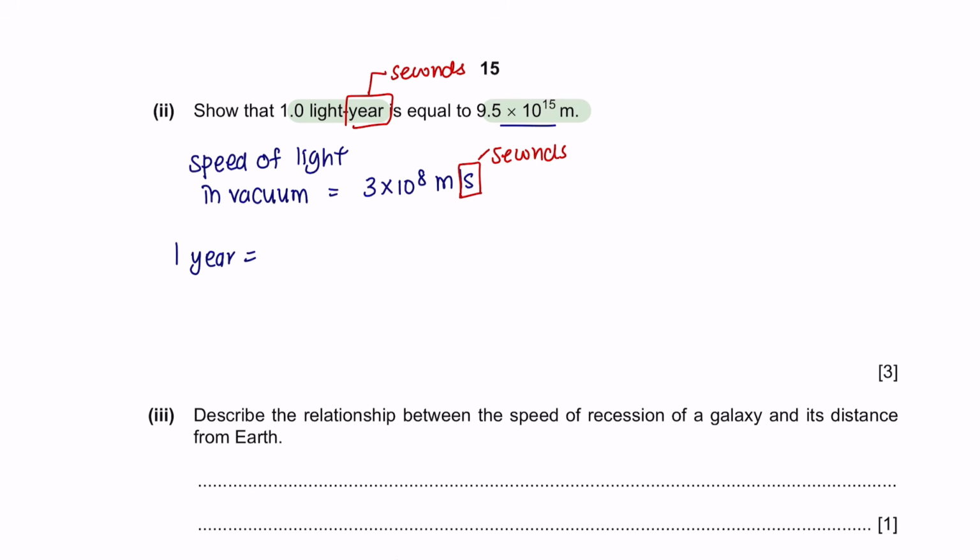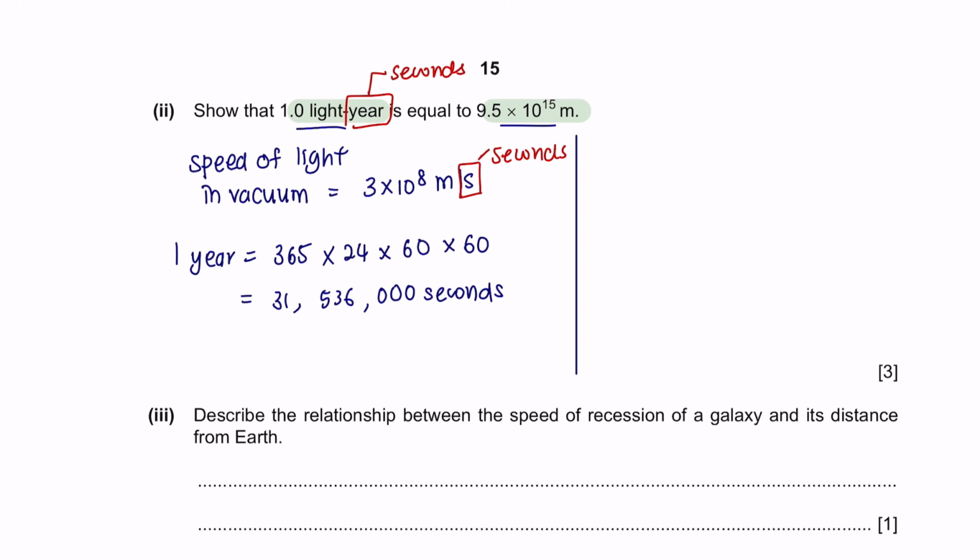1 year consists of 365 days, and each day has 24 hours, and each hour has 60 minutes, and each minute has 60 seconds. That gives us approximately 31 million seconds. Since 1 light year is a measurement of distance, let's find out if the distance would give us this value. So distance can be calculated by speed times time.